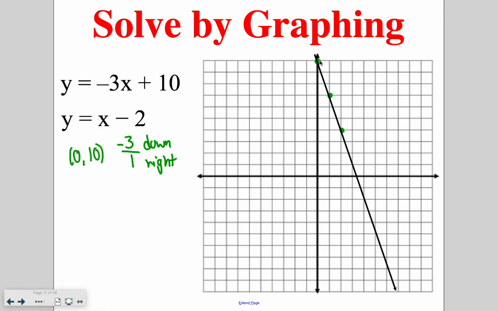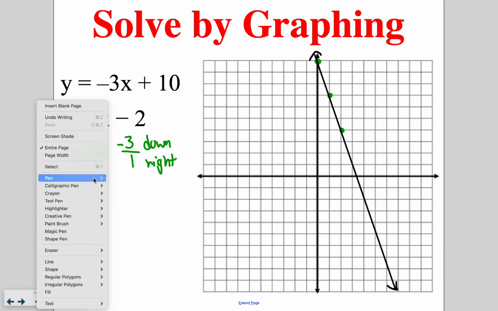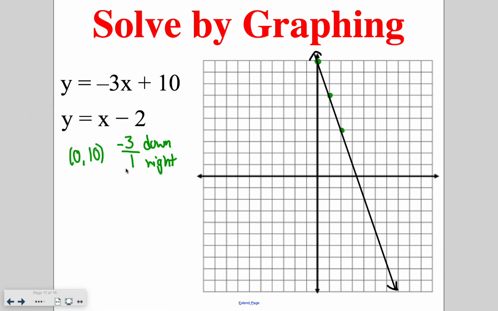Again, we want to make sure that we have the arrows on the end of our line to indicate that it goes on forever. Now we flip over to our second equation with our y-intercept of (0, -2). So we're going to put that coordinate onto the graph.